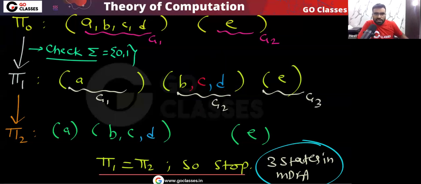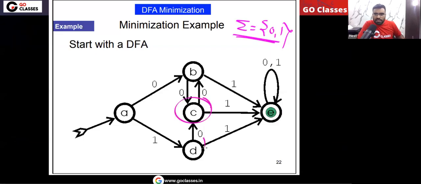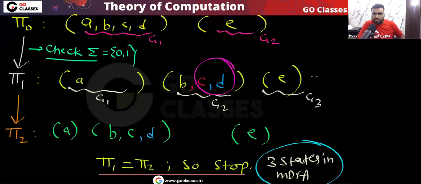Now CD on 1, where are they going? CD on 1, they are going to group 3. So they are again going to the same group, yes or no? So remember, CD are going to the same group on 0, and on 1 they are going to the same group. So they will be together.